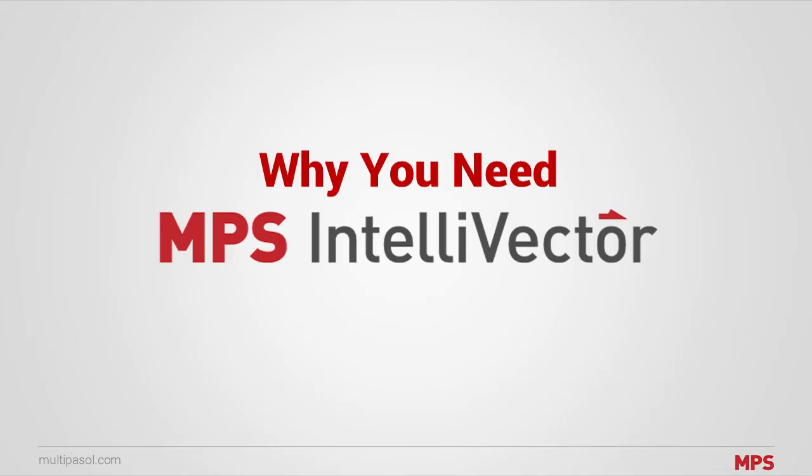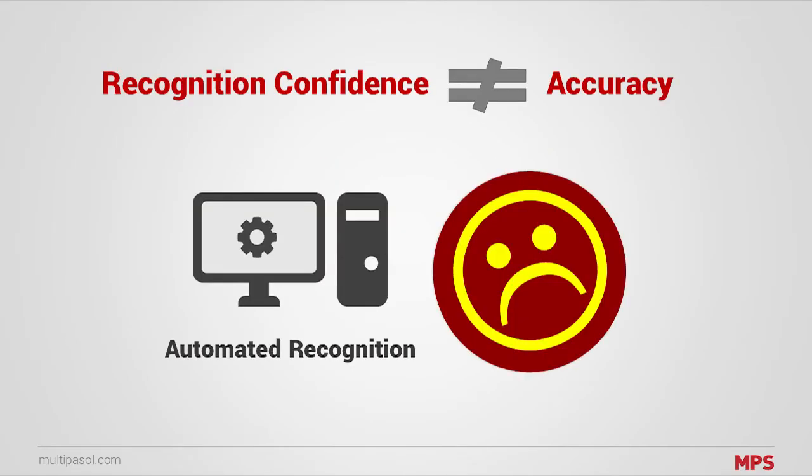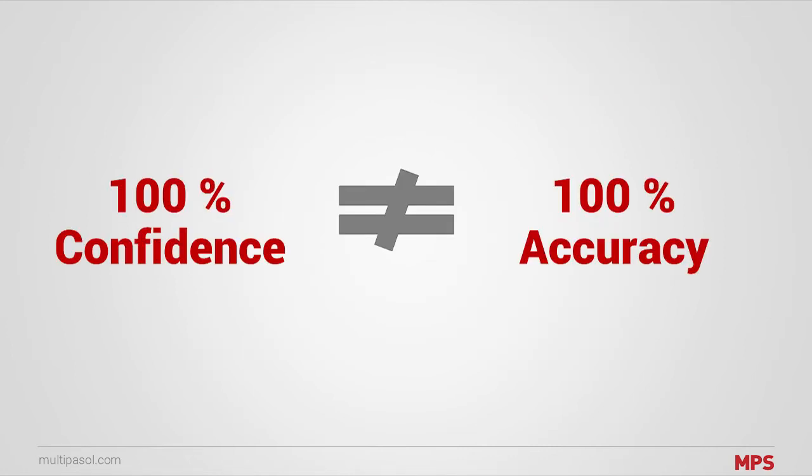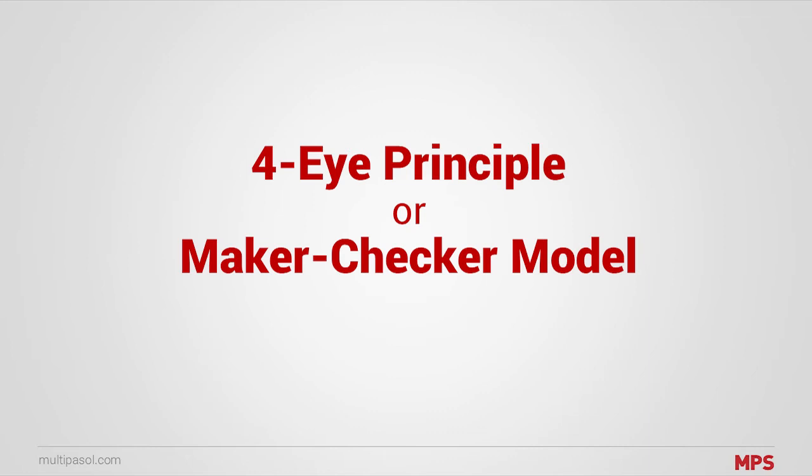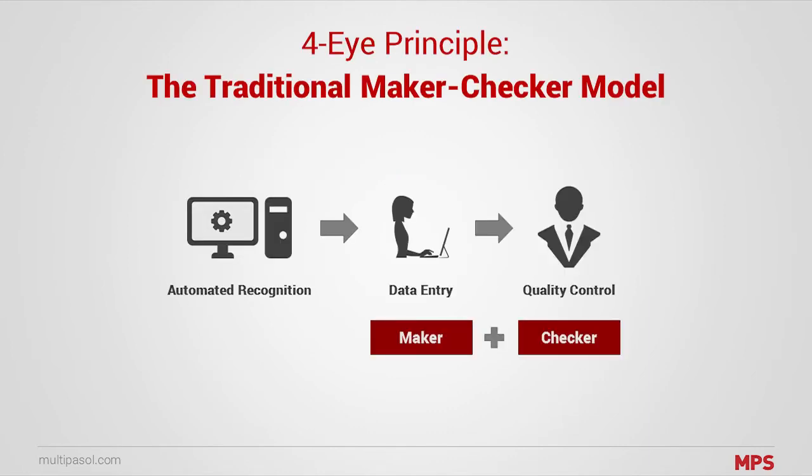You need IntelliVector because automated recognition does not operate at 100% accuracy, any more than humans do. In fact, tests show that recognition errors can occur even if recognition confidence is 100%. To ensure that no errors get through the system, businesses traditionally use the 4I principle or maker-checker model.